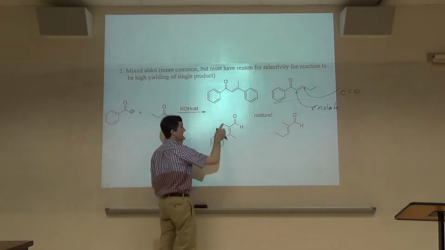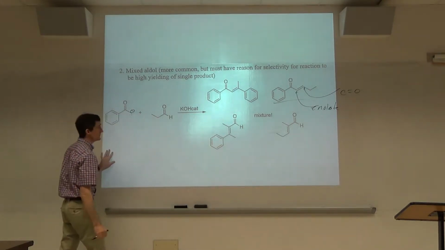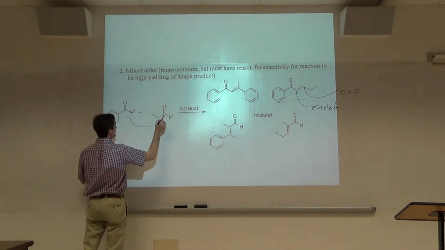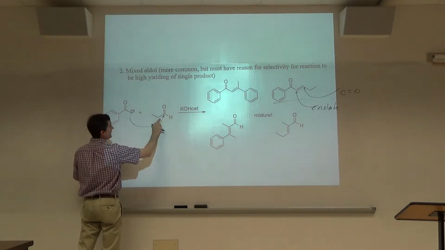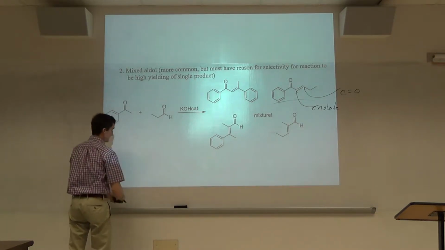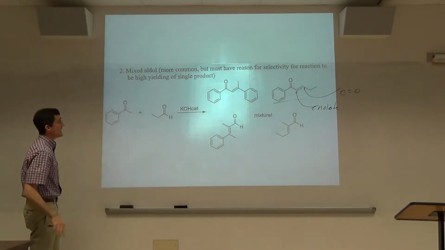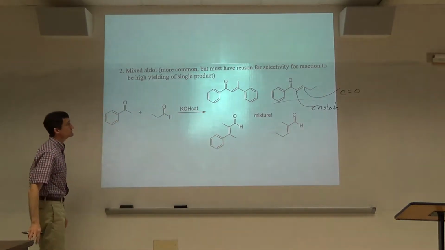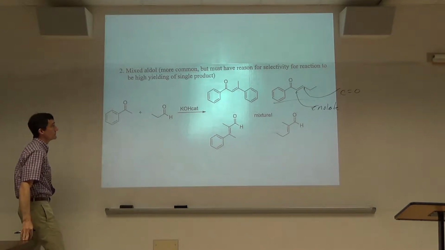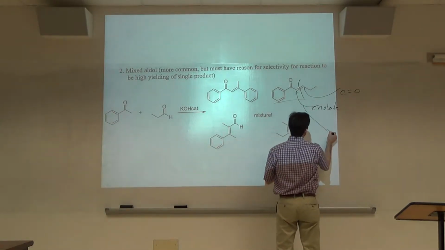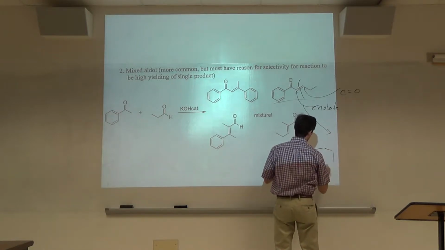If you do the mechanism, I know no way in the world that you would get that from reacting these two. Mechanism: this carbon attacks here. Hopefully you've done this. How do you get the others? How would you get this molecule? If you break this apart, it goes back to what? It goes back to enolate and carbonyl.